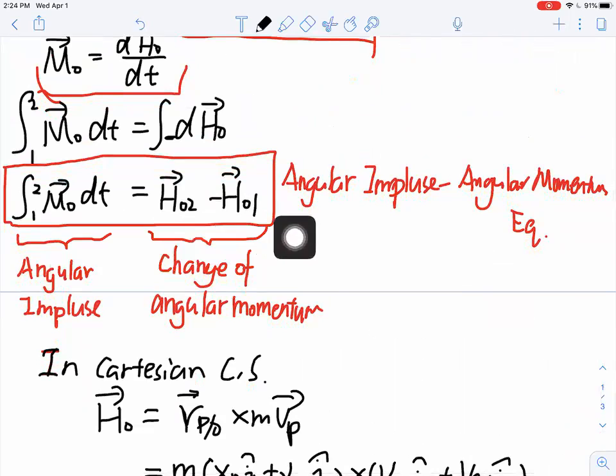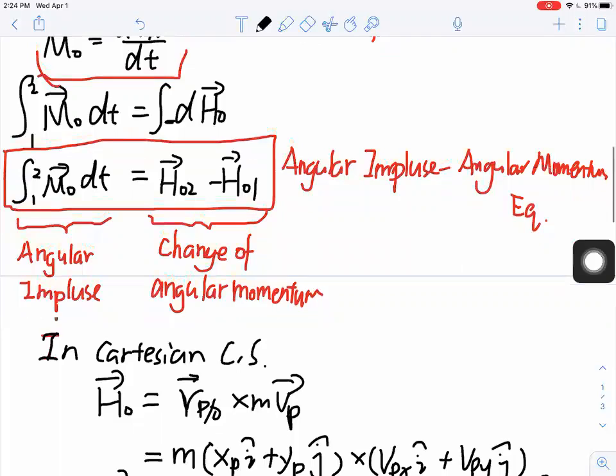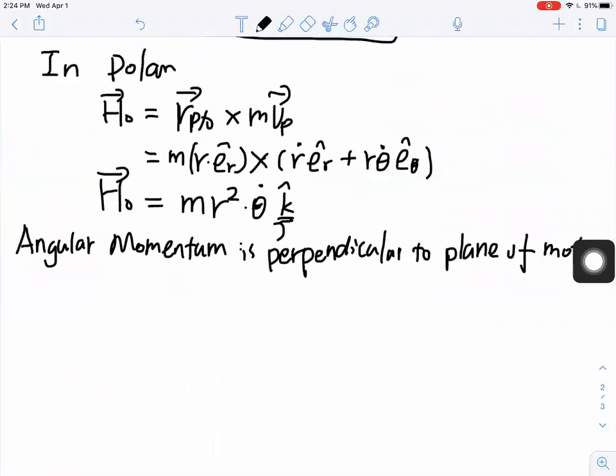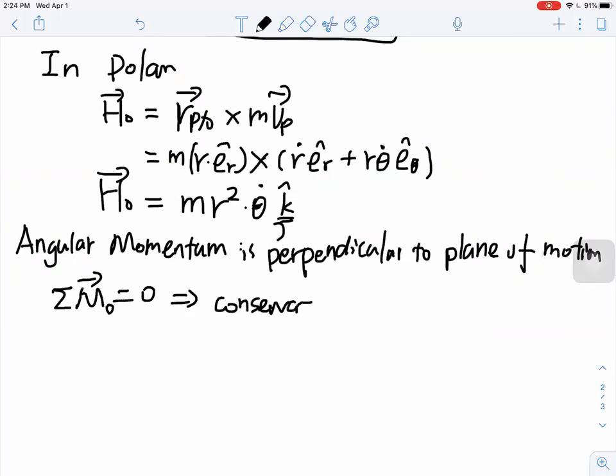If we want the conservation of angular momentum to hold, the only way to do that is to make sure the angular impulse, the moment, is 0. Then we can see the conservation of angular momentum. So only if the sum of all the moments about the point equals 0, then we have conservation of angular momentum.